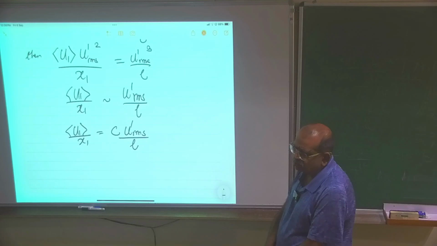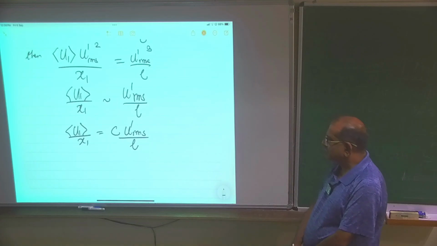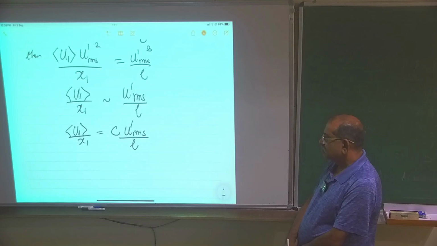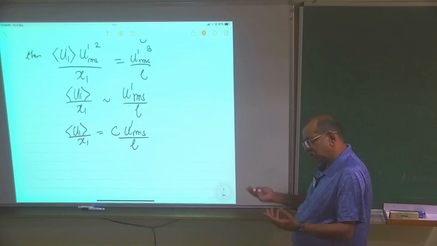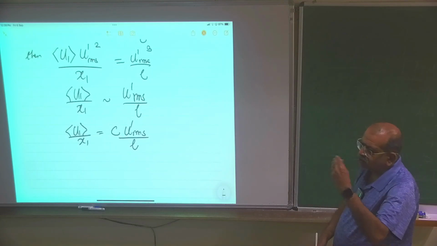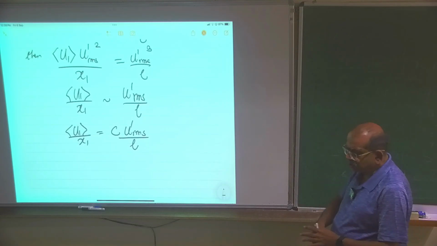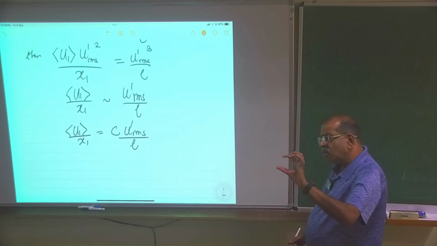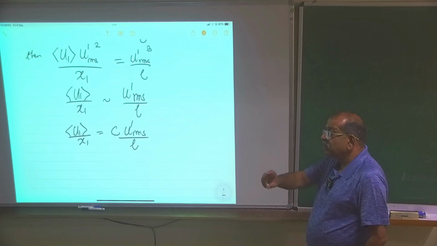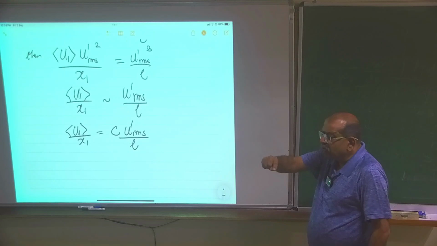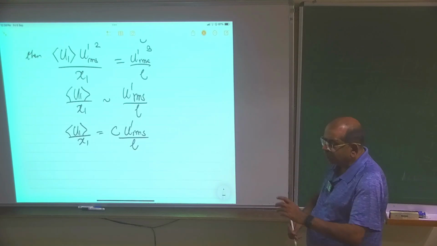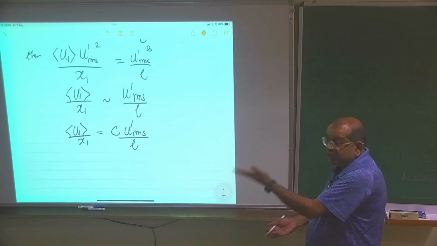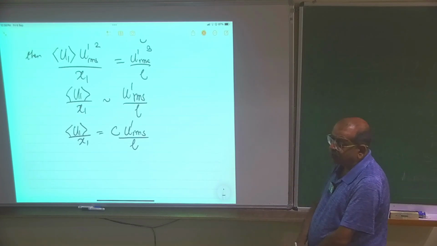So the problem we are facing here is that we want to investigate how u prime RMS, and essentially TKE, varies with x1, and we are not sure how L varies with x1, which is basically the length scale of the larger eddies at that x1. Initially we assume it to be somewhere close to the size of the grid. But now it can increase or decrease. That's what we are trying to find out.